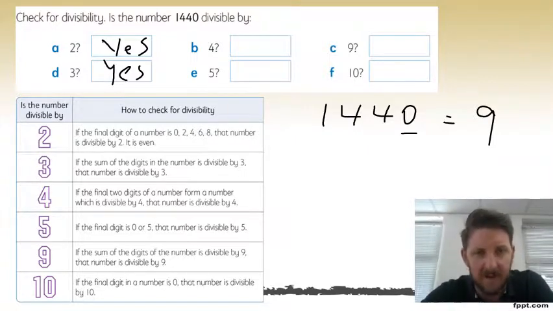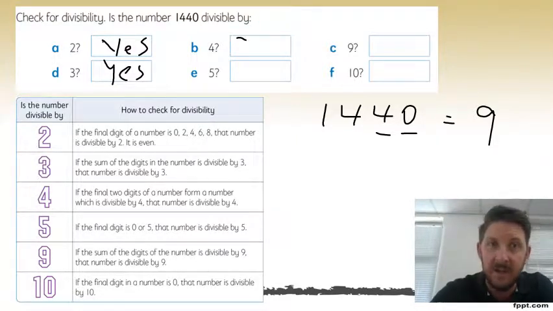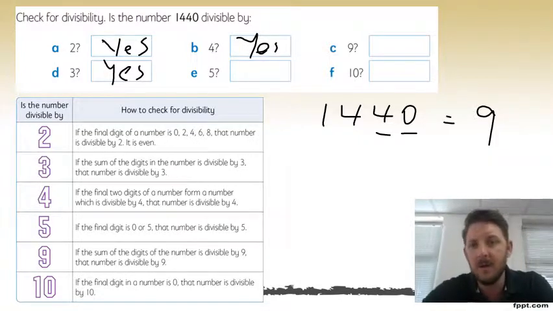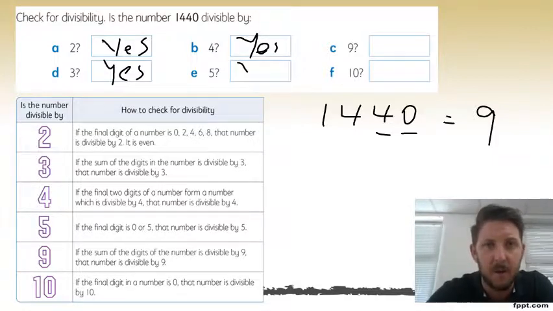Let's go to 4's now. So once again with 4's, remember, we need to see, is it even? Yes. Look at the last 2 digits. I have 40. Does 4 fit into 40? Yes, it does, 10 times. That's awesome. We can say yes. Let's go to 5 times now. Our divisibility of 5 must end in 0 or 5. Yes, it ends in a 0.